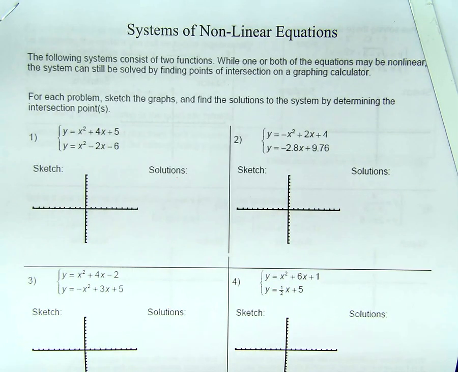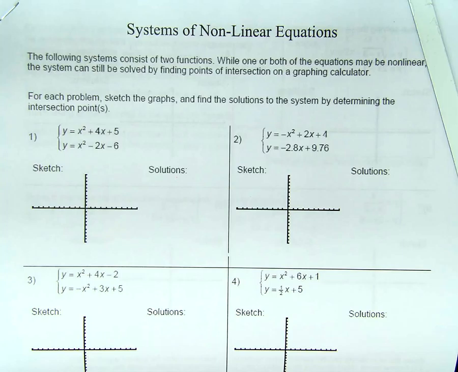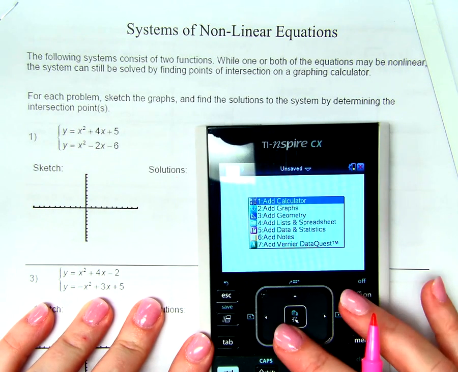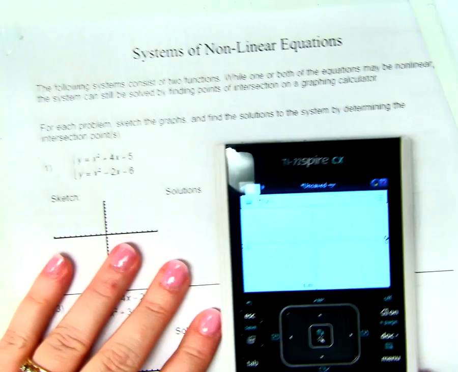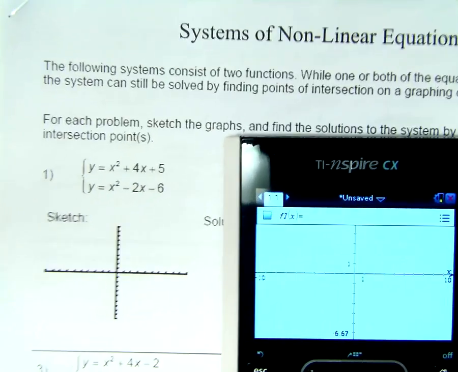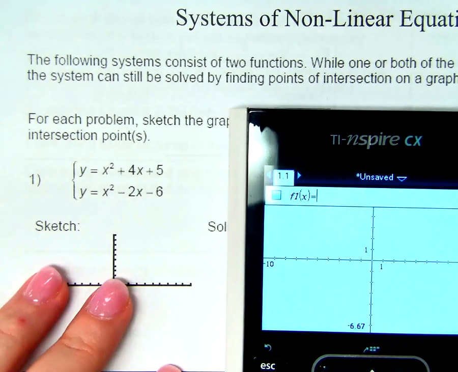So we're not going to just have two parabolas. We might have a parabola and a line. We might have a line and a square root function or something like that. It's really just going to depend on what's going on. Let's look at this first example right here. If we start a new document in our calculator that is a graph, I'm going to zoom in just a little bit so it's easier to see. Let's put in both of these two equations into our calculator.